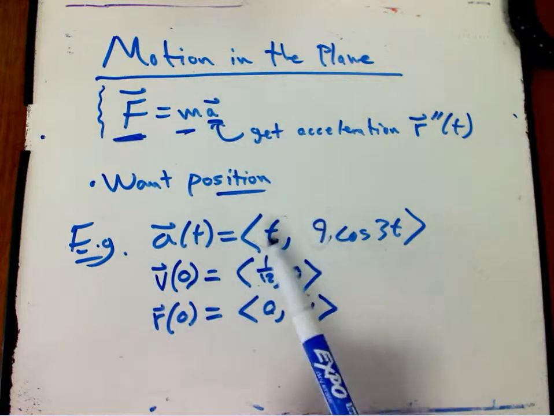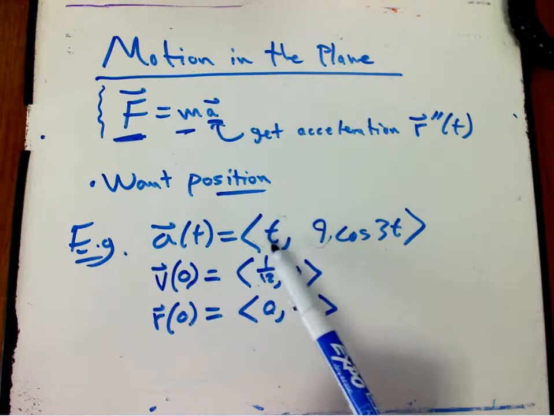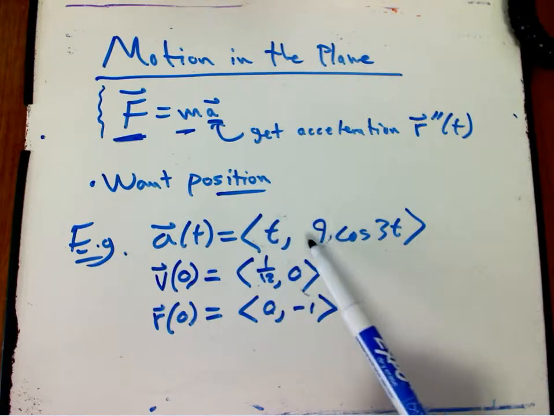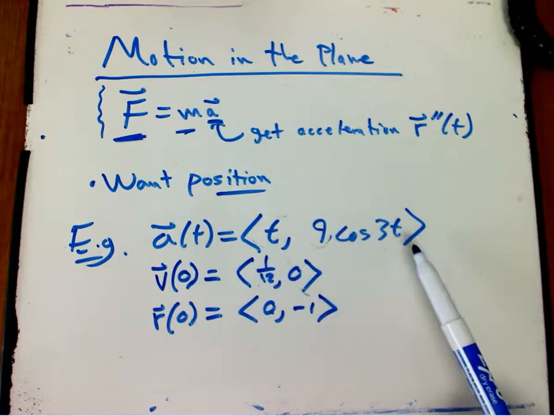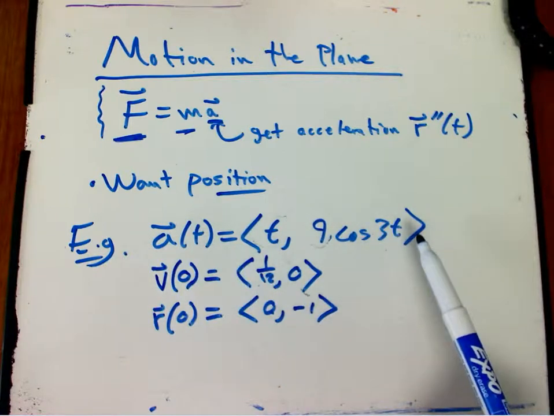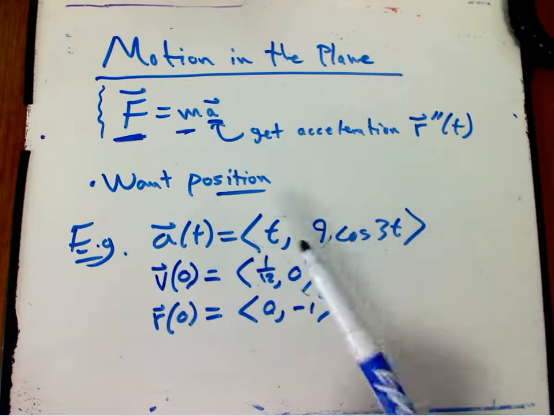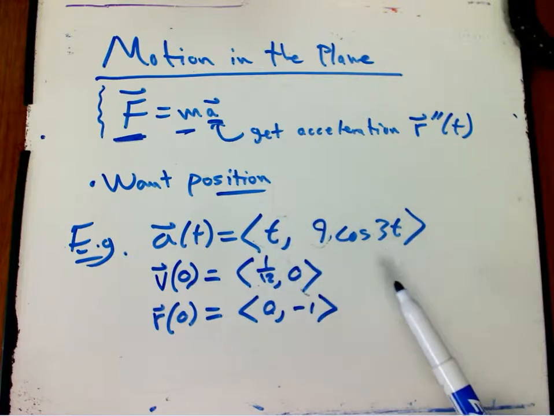forces, but I know that the acceleration on a particle as a function of time is t, the x component of the acceleration is t, and the y component is 9 cosine 3t. So this combined is the acceleration vector as a function of time. And now I'm going to integrate that twice to get the position vector. Just like differentiating, that's just going to happen separately in each component. That's the beautiful thing about this story.